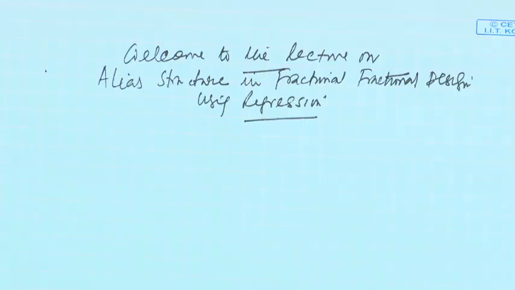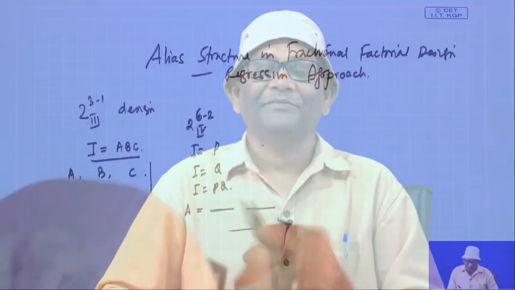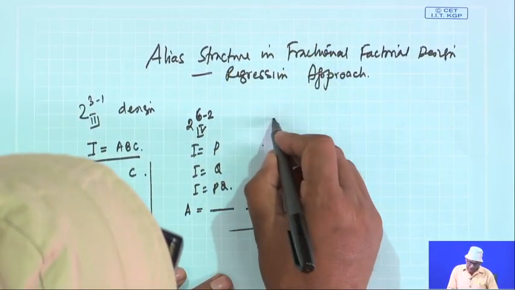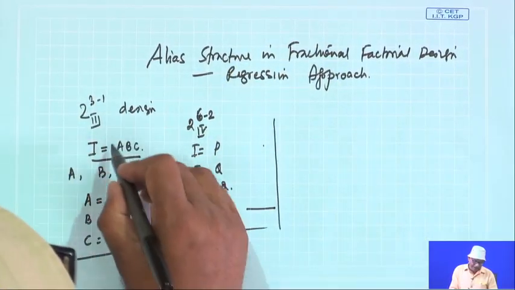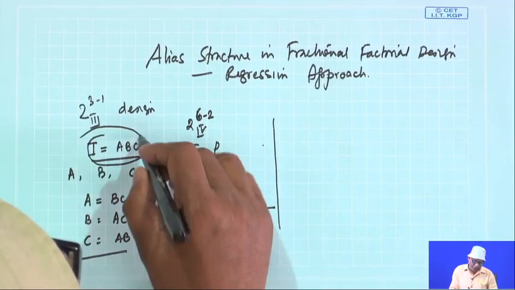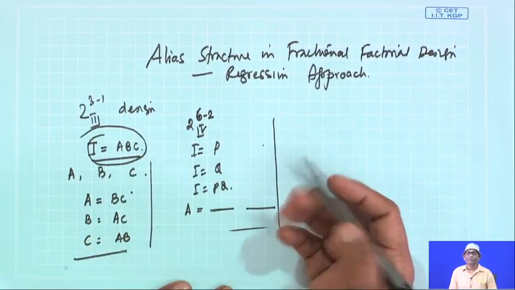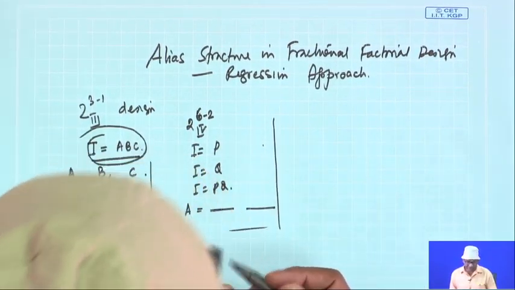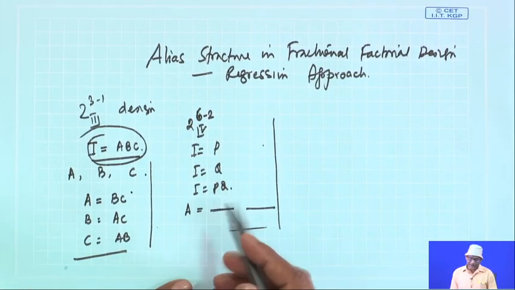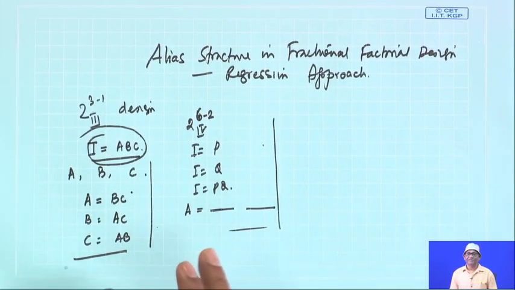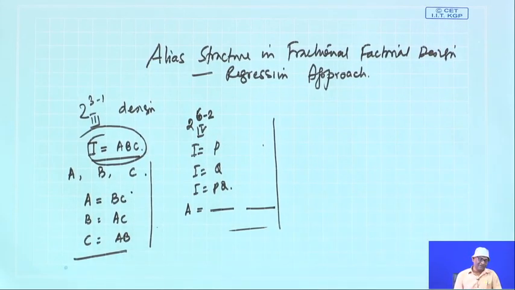Hello, welcome to the lecture on alias structure in fractional factorial design using regression. That means you require a defining relation, either one defining relation or two or more defining relations, and then those defining relations will help you to identify the alias structure. That means the effects that are confounded are known.